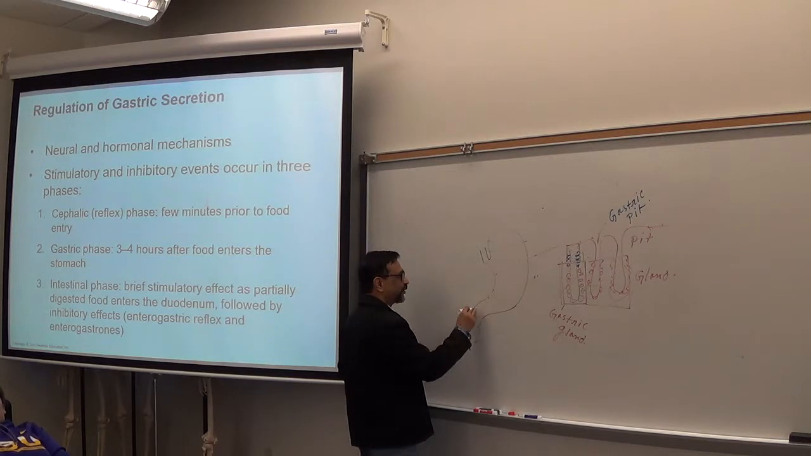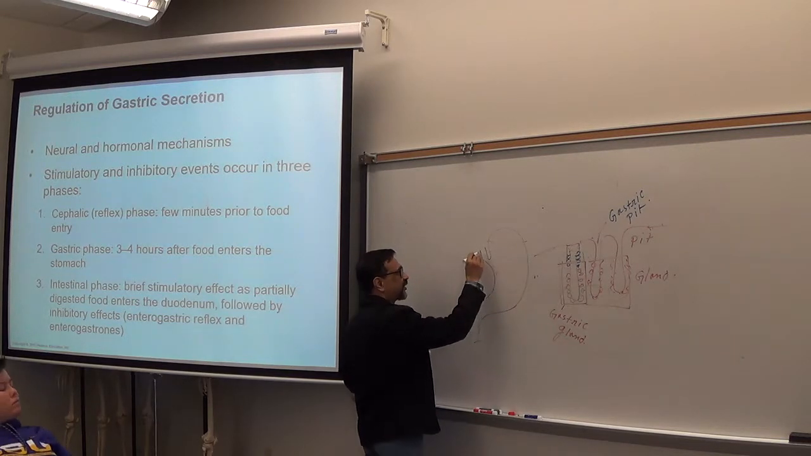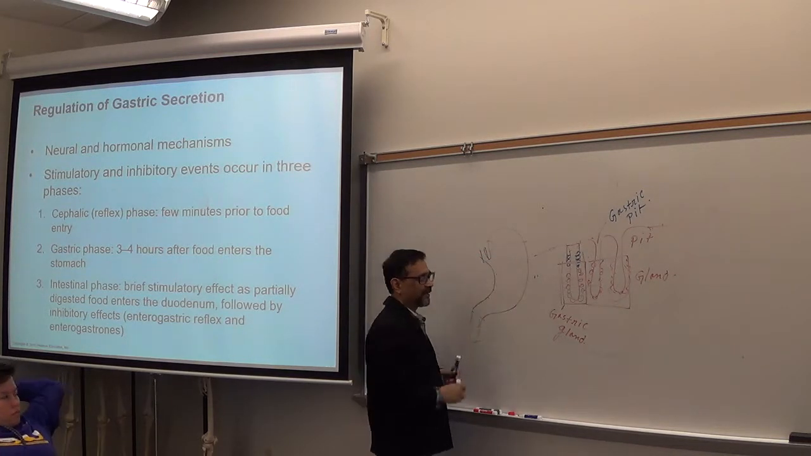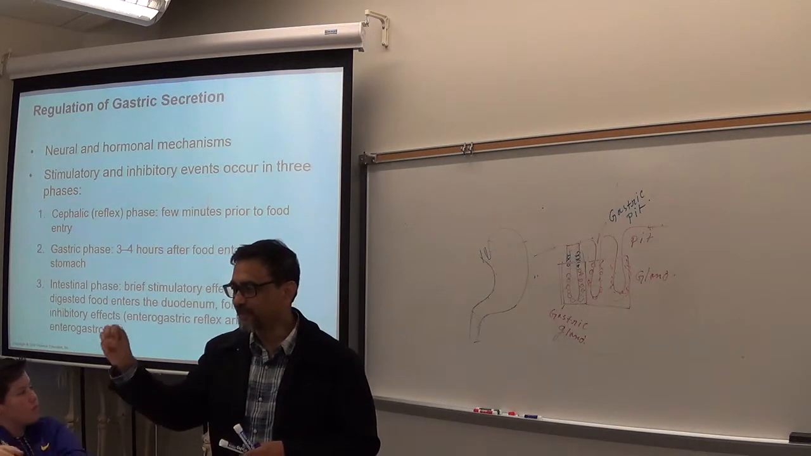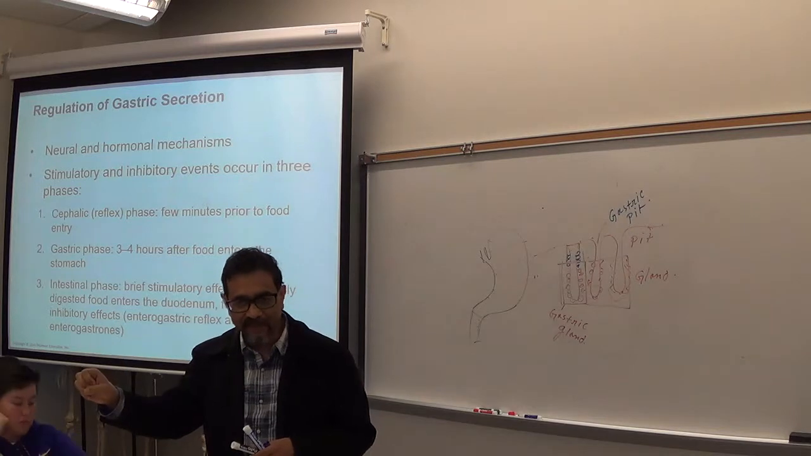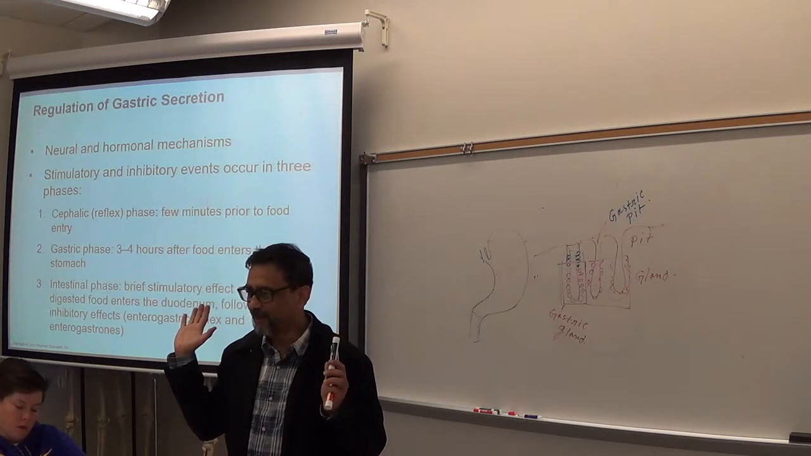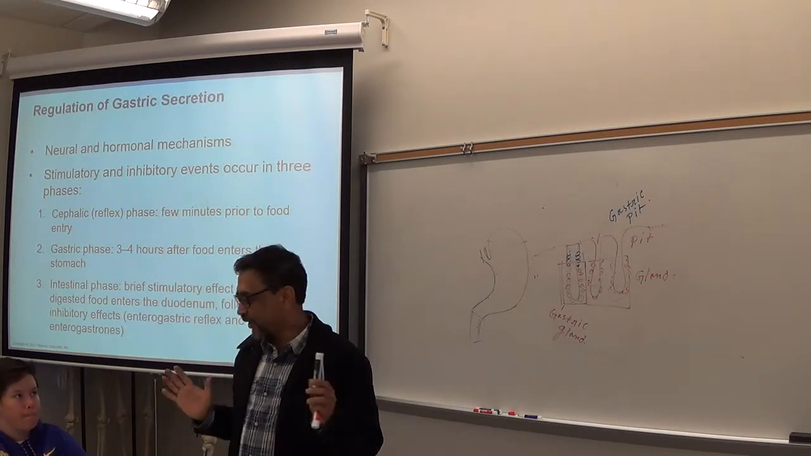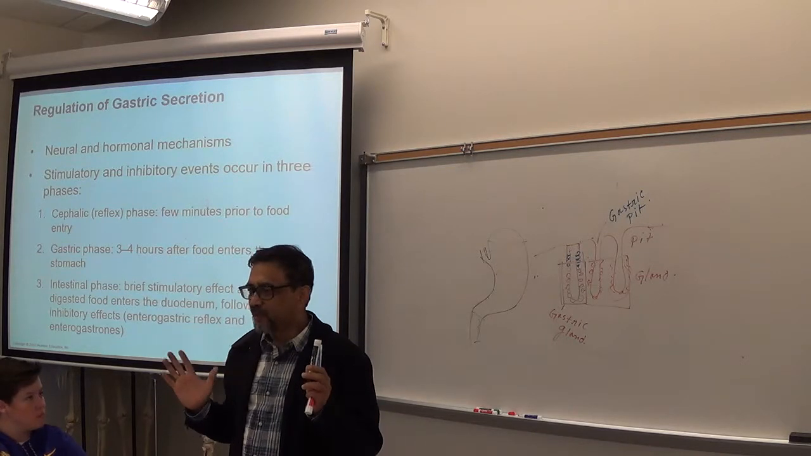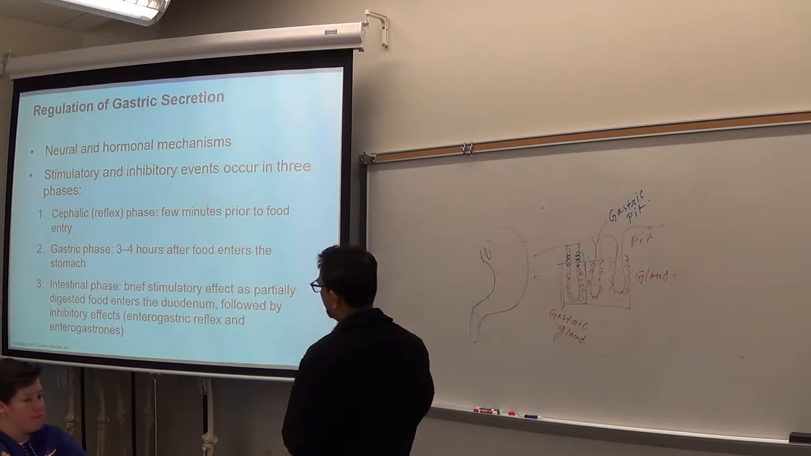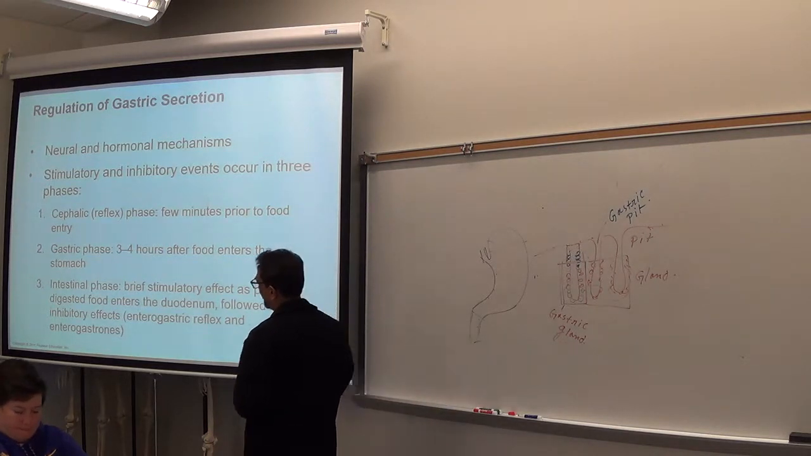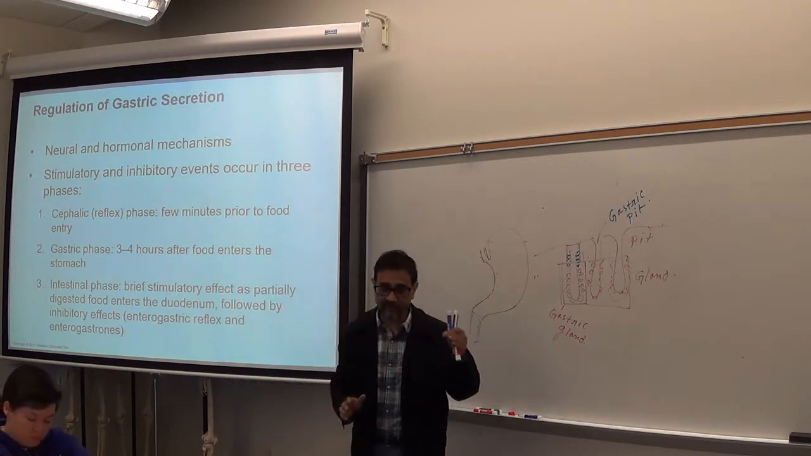There are three phases of regulation of gastric secretion. Gastric means stomach, right? So gastric secretion means secretion in the stomach. Is it clear? Okay. So we know that secretion occurs in the stomach. So there are three phases of gastric secretion. Remember, we are talking about the secretion in the stomach.